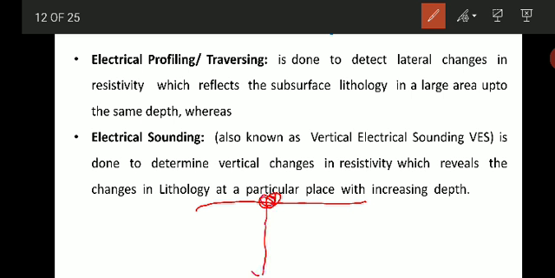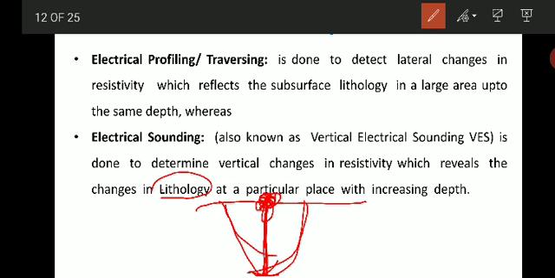If you perform the sounding method at this point, it will go vertically downward and it will cover a limited area. At this particular depth or area below the ground, it will give the information about what is there. So sounding is done to determine the vertical changes in the resistivity, which reveals the change in the lithology, that is the rock characters, at a particular place with increasing depth.